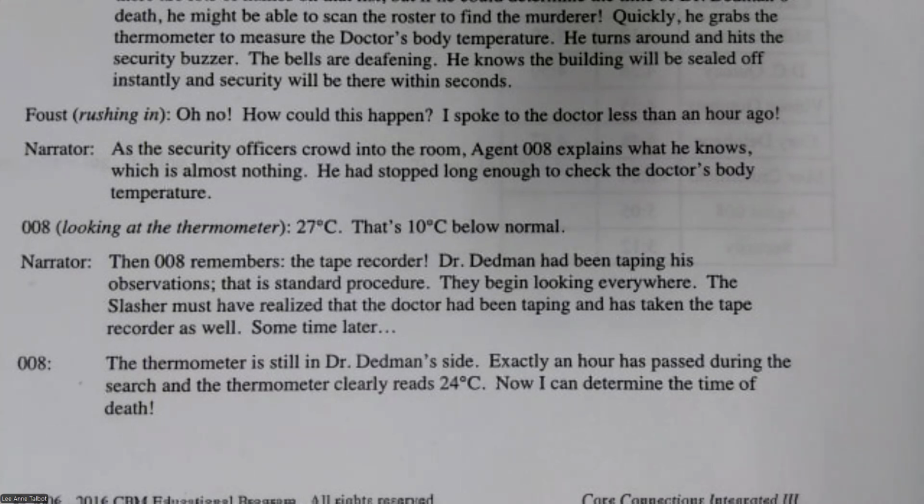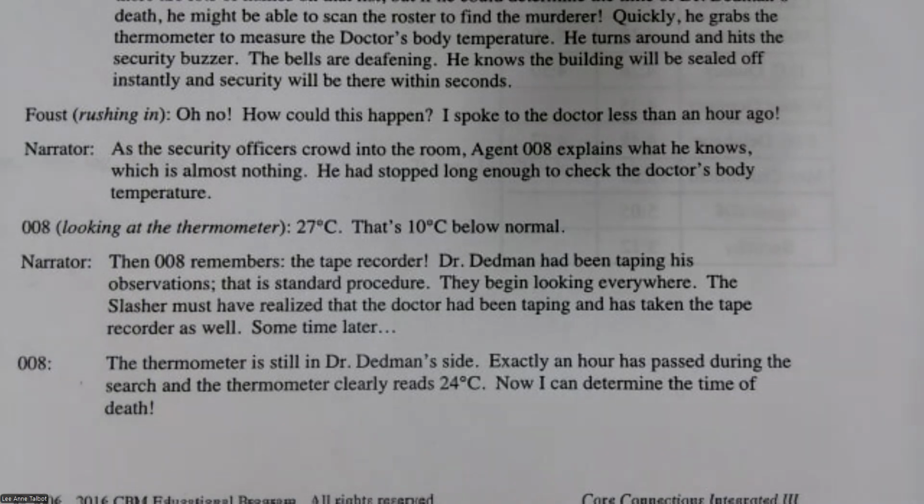Oh no, how could this happen? I spoke to the doctor less than an hour ago. As the security officers crowd into the room, Agent 008 explains what he knows, which is almost nothing. He had stopped long enough to check the doctor's body temperature. The thermometer is... oh, 27 degrees Celsius. That's 10 Celsius below normal.